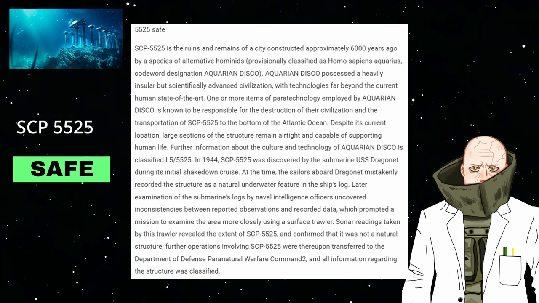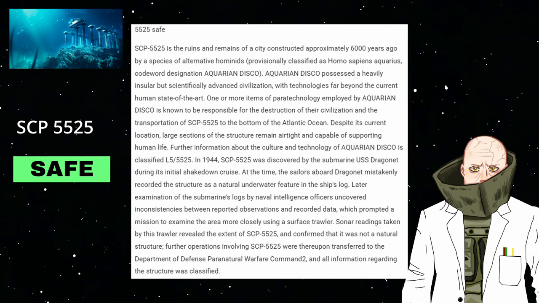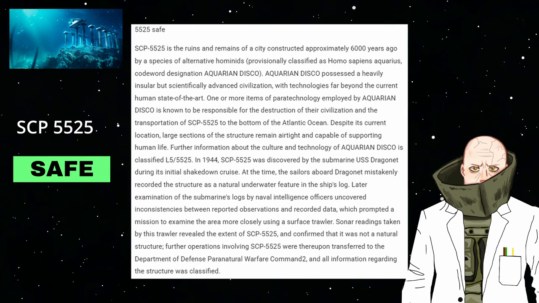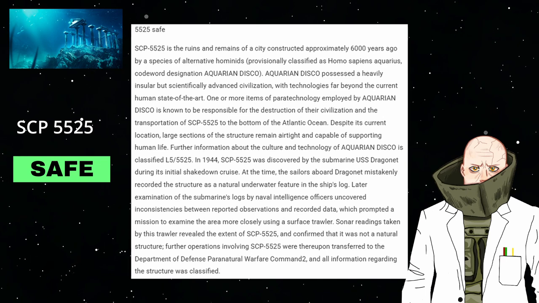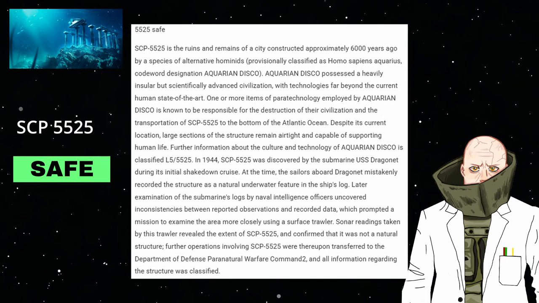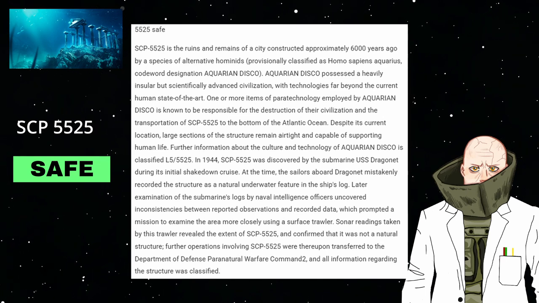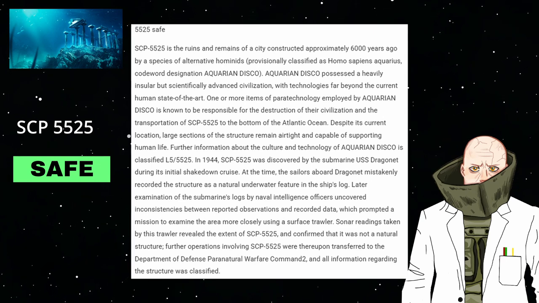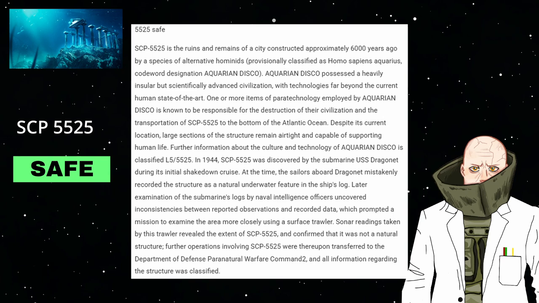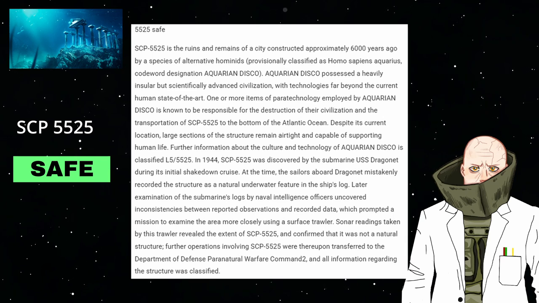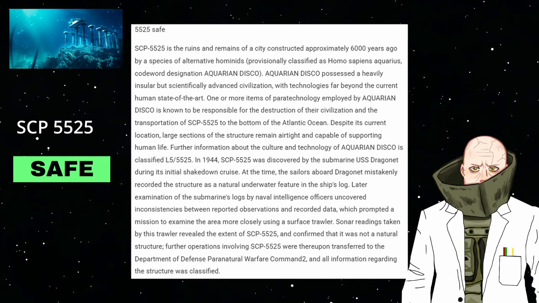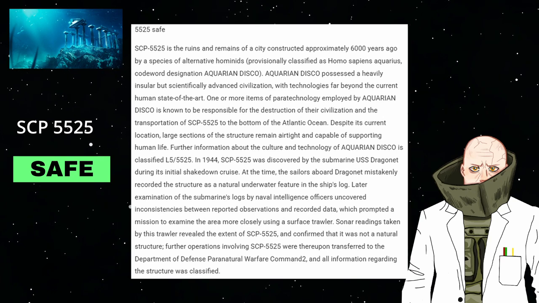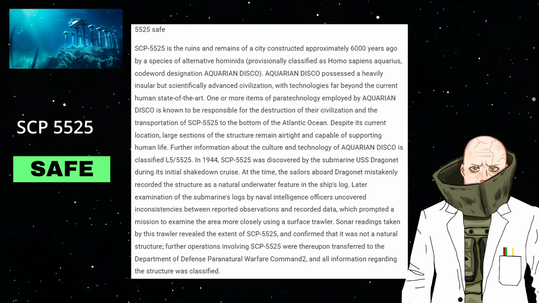Aquarian Disco possessed a heavily insular but scientifically advanced civilization, with technologies far beyond the current human state of the art. One or more items of paratechnology employed by Aquarian Disco is known to be responsible for the destruction of their civilization and the transportation of 5525 to the bottom of the Atlantic Ocean. Despite its current location, large sections of the structure remain airtight and capable of supporting human life. Further information about the culture and technology of Aquarian Disco is classified.